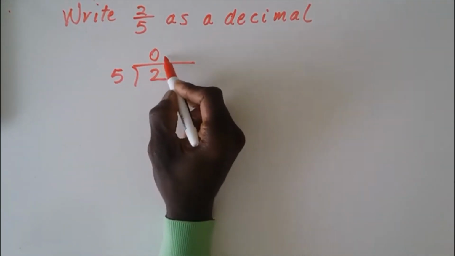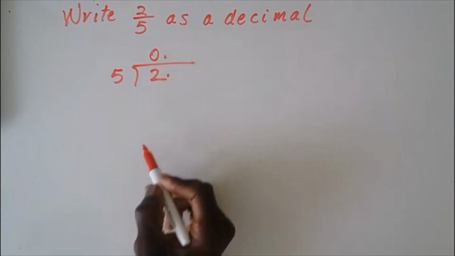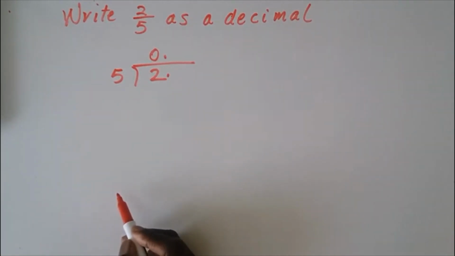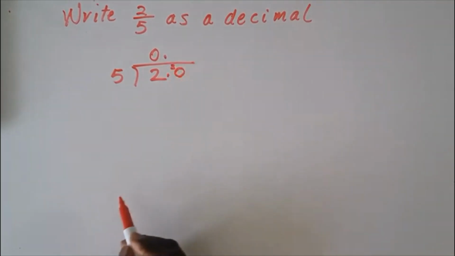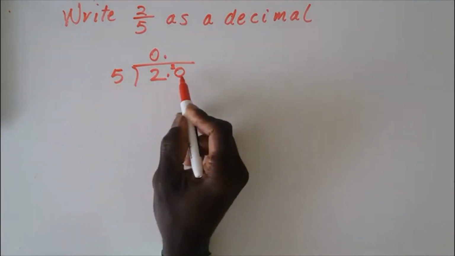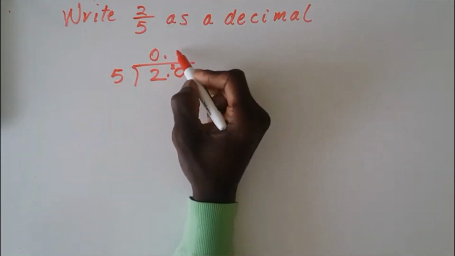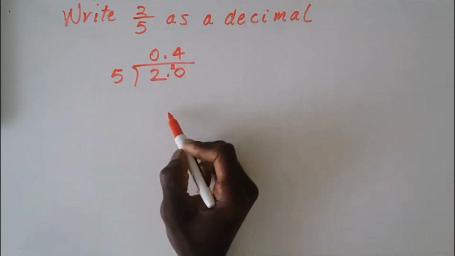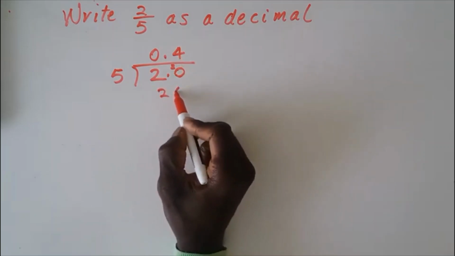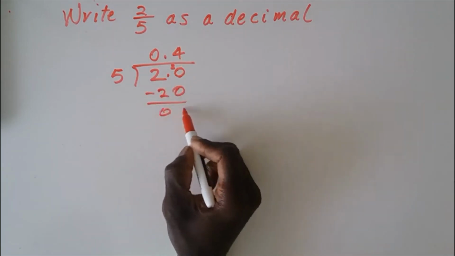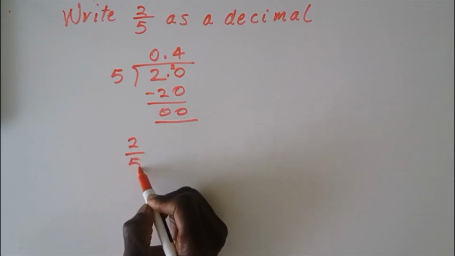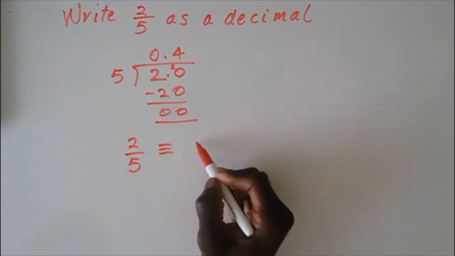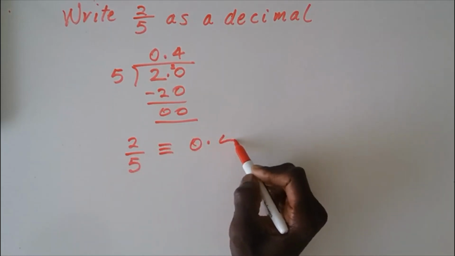We put a decimal point here and a decimal point here because now we're moving from the singles column to the tenths. We have a remainder of 2. So now we ask ourselves, how many 5s are there in 20? There are 4. And when we subtract 20 from that, we end up with 0. So 2/5 written as a decimal is equivalent to 0.4.